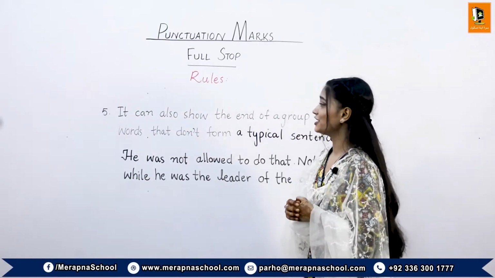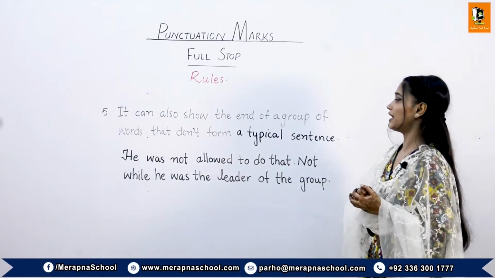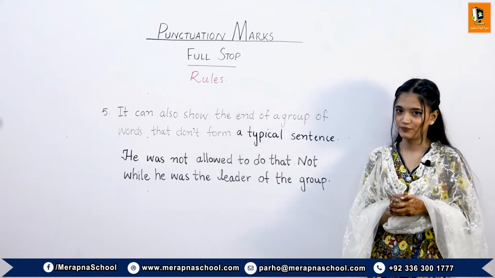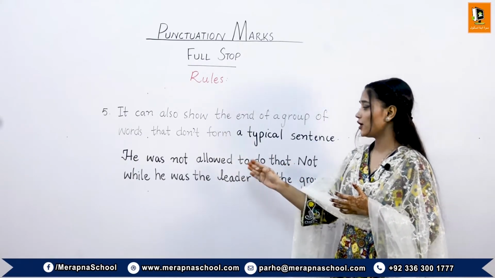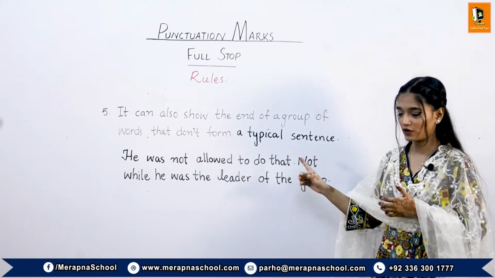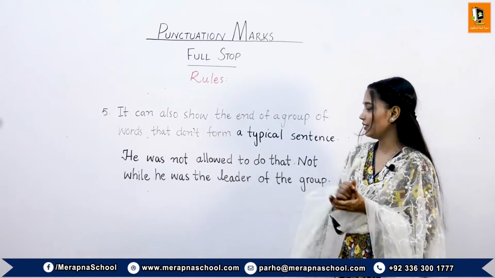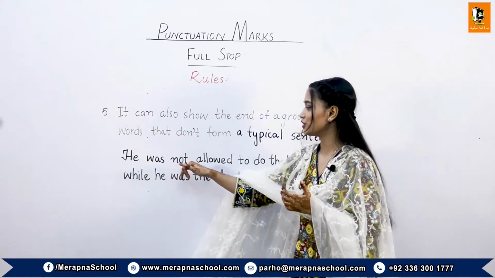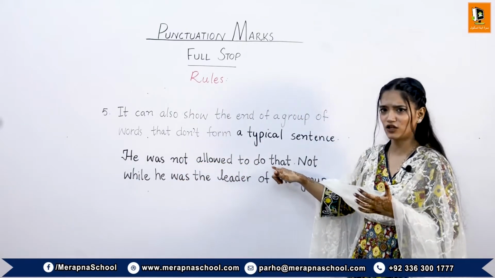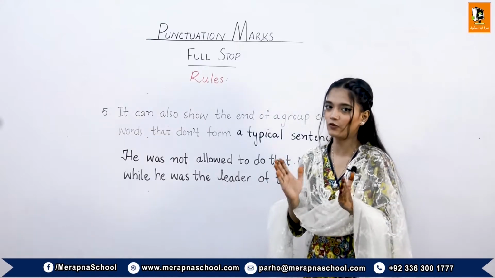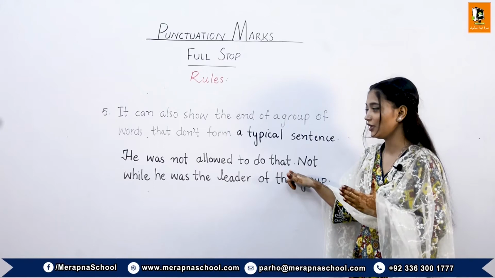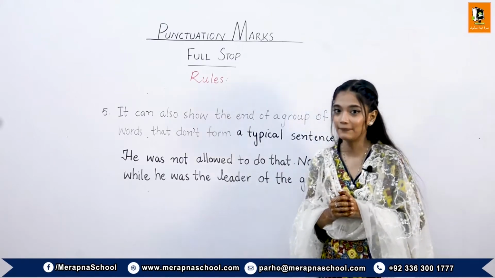Now, the fifth and the last rule is it can also show the end of a group of words that don't form a typical sentence. For example, he was not allowed to do that. Not while he was the leader of the group. So, in this sentence, the group of words does not make a typical sentence, but we put a full stop at the end to show its meaning and make the sentence complete.